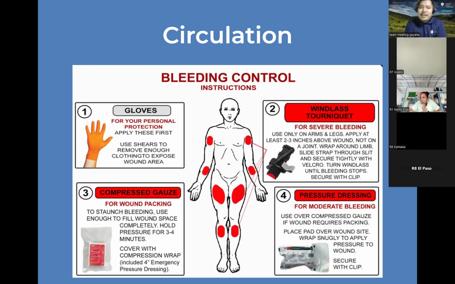For moderate bleeding, you can use pressure dressing, and that is basically you place a pad over the area and just wrap it with a gauze and leave it.